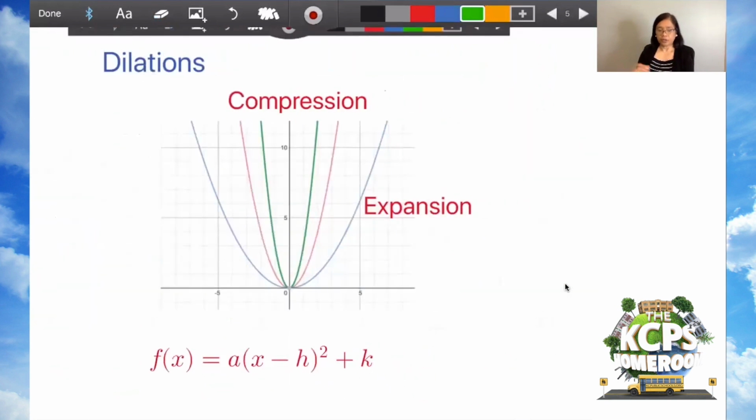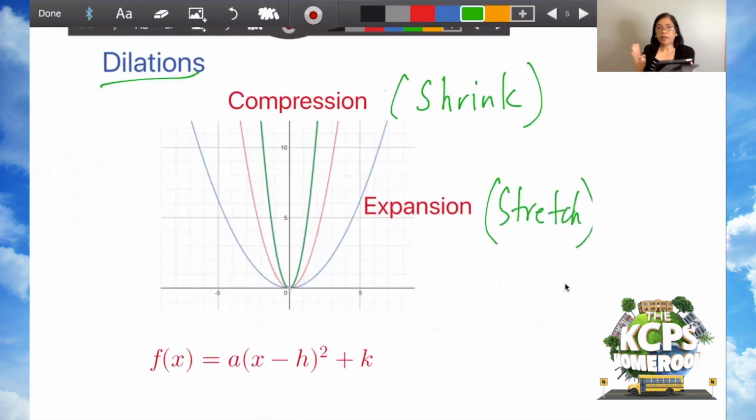Then we now have dilations. When we talk about dilations, we're talking about compression or shrink. You compress the graph, or the graph moves closer to the y-axis. And when we talk about expansion, we're talking about the stretch. That means the graph widens or it moves away from the y-axis. Which of these parameters will affect the transformation or dilation? Which value will now change the graph, to expand or shrink it?